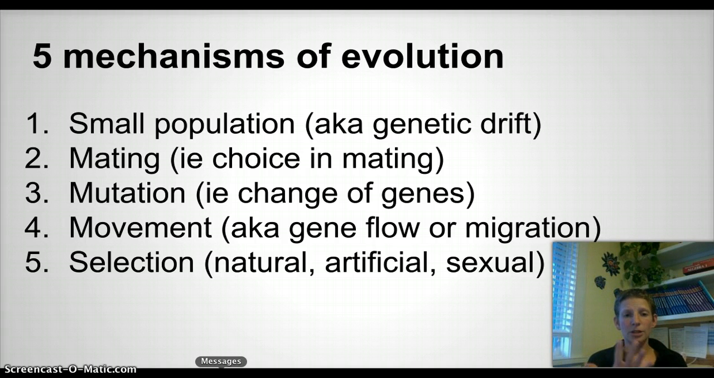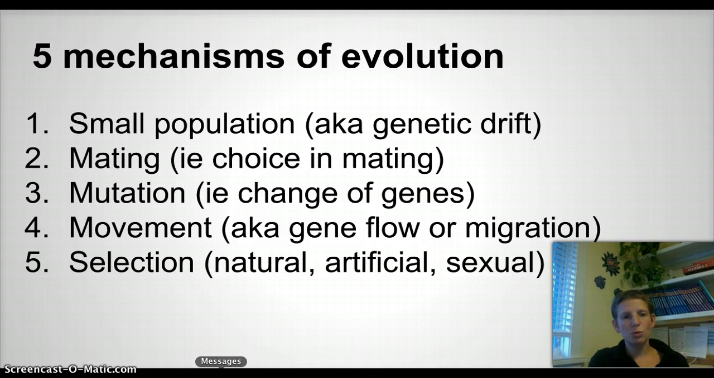Then the pointer finger, because it can move, it can point to different things, and that movement represents gene flow, which we also call migration, where there's movement from organisms of one population to organisms of another population, and that again will alter the gene pool of that population, which over time can cause evolution. And then the fifth finger or thumb is for selection. We were selected to have opposable thumbs so that we could manipulate tools. So that's why the thumb represents selection.